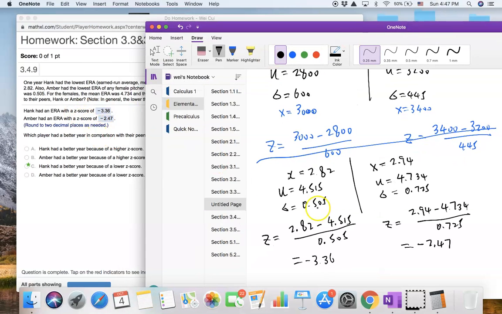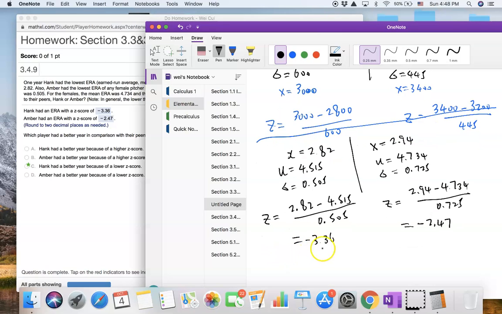Okay, and since Hank has a lower z-score, therefore Hank, we choose C. Hank had a better year.